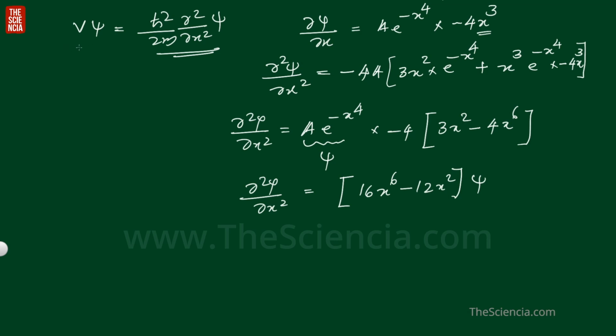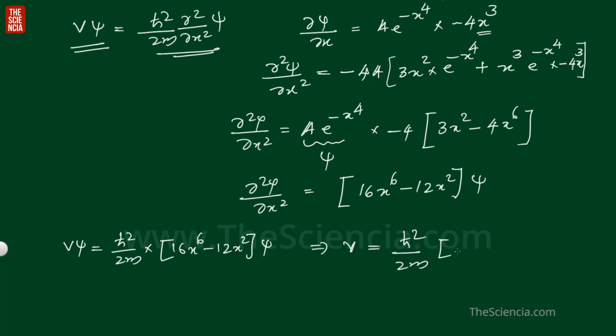So in order to find out the potential, we have to substitute this entire term in this equation. That is, we get Vψ is equal to ħ²/2m into ∂²/∂x², that is (16x⁶ minus 12x²) into ψ. Therefore, we get potential V is equal to ħ²/2m into (16x⁶ minus 12x²). So this is the answer.